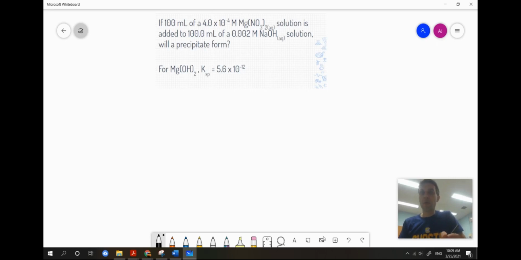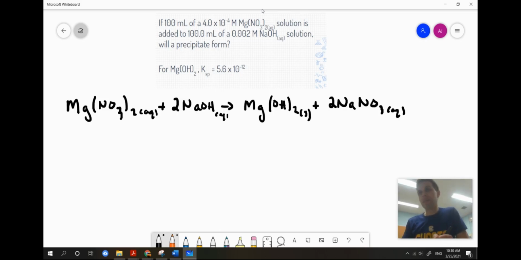Let's start off with some balanced chemical equations here. Now, there's two reactions involved. First, we have a double displacement reaction between these two ionic compounds. And second of all, we have an equilibrium system that is going to result from one of the products of that double displacement reaction. Let's start off with the double displacement reaction and then look at the equilibrium system.